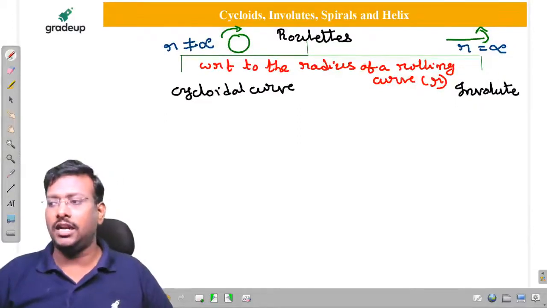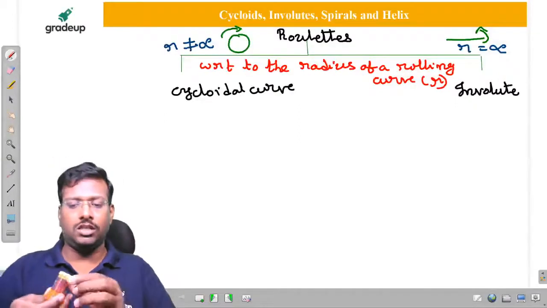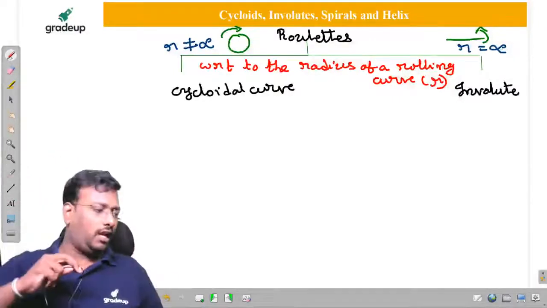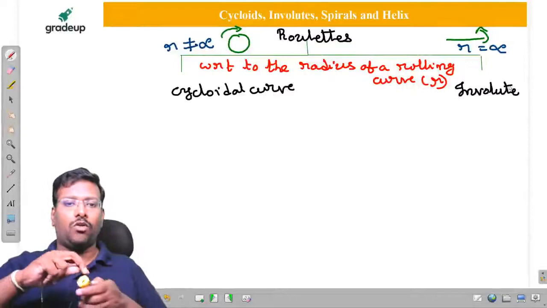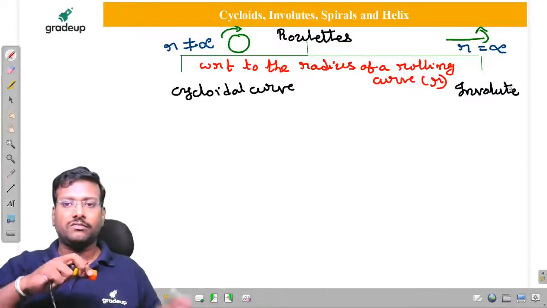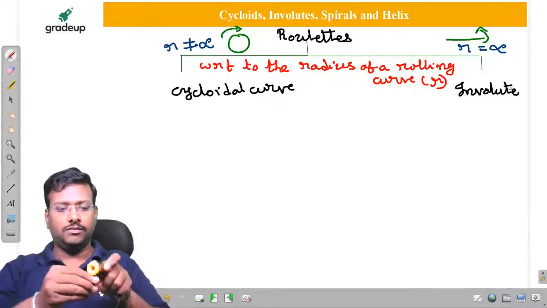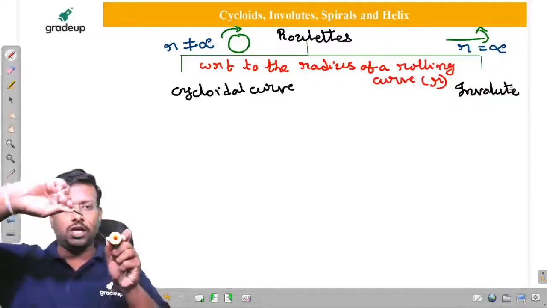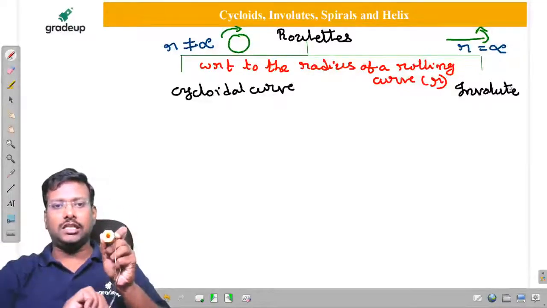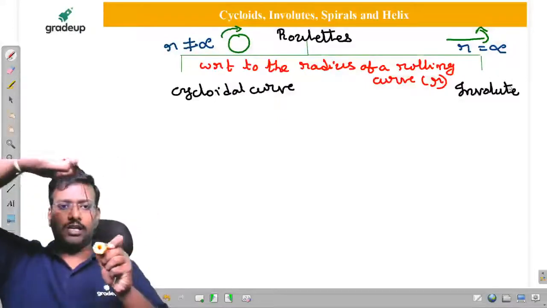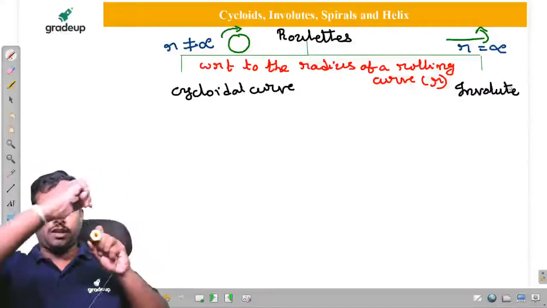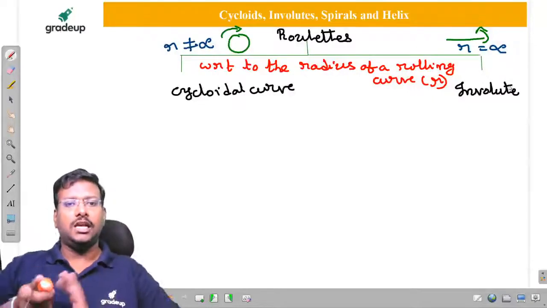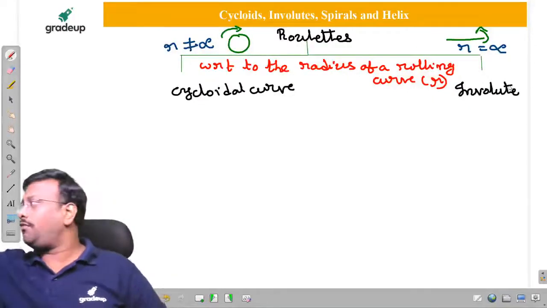How is it, sir? Let us consider. This is a hexagon. If a wire is wound around it or unwound from it, in this case also, this is considered as involute. Is it clear? Either wound or unwound, in both cases it can be considered as involute. Is it clear to all of you, my dear friends?